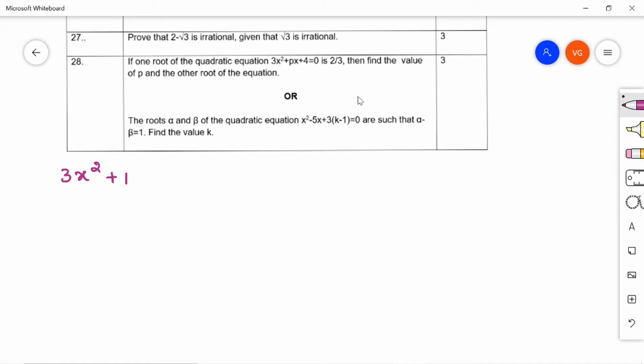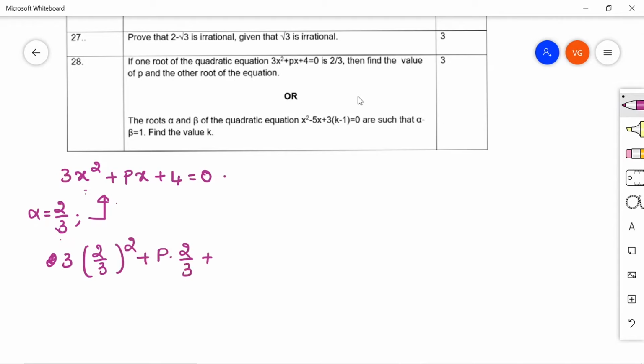Given equation is 3x square plus px plus 4 is equal to 0. One of the roots is 2 by 3. So root means if you substitute this value in the quadratic equation, it has to satisfy. So let us take in place of x, substitute 2 by 3. So 3 into 2 by 3 whole square plus p into 2 by 3 plus 4 is equal to 0. So here one 3 will get cancelled. So this will be 4 divided by 3 plus 2 by 3 p plus 4 is equal to 0.